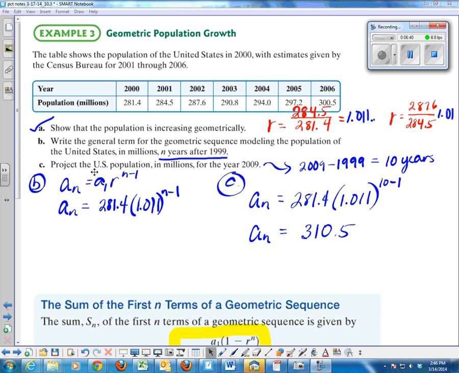Part C, project the U.S. population in millions for the year 2000. The year 2000 is n years since 1999, so I subtracted those to get 10 years. Using this formula, we're going to plug in n equals 10. Take a minute to pause, write that down, and do the calculations. Keep in mind when you run this in the calculator, you need the 1.011 to the 9th power first, and then multiply it by the 281.4.